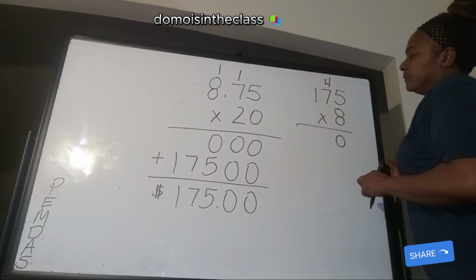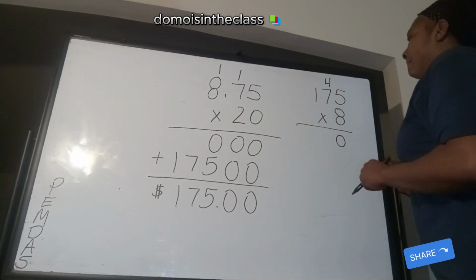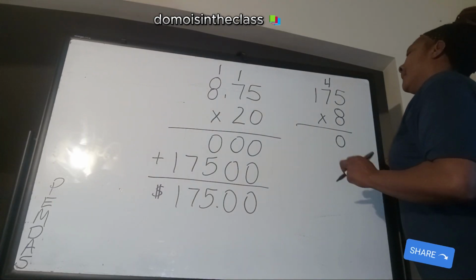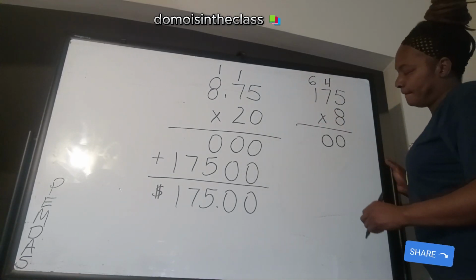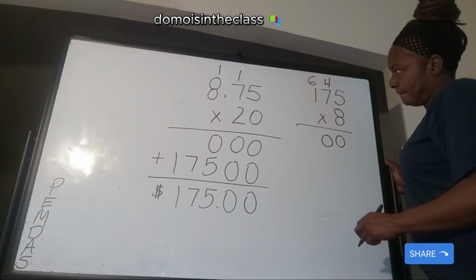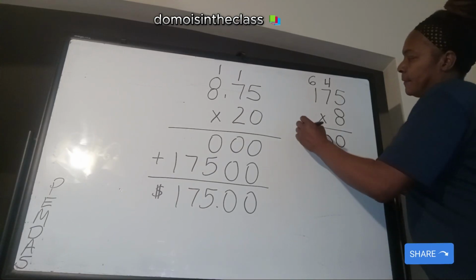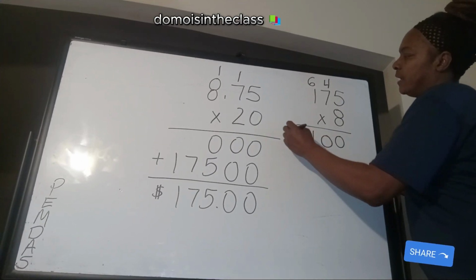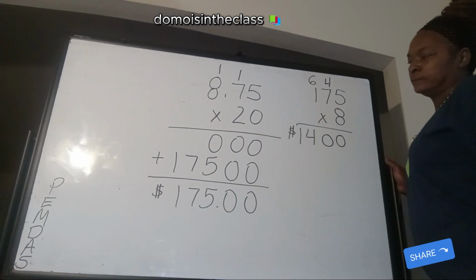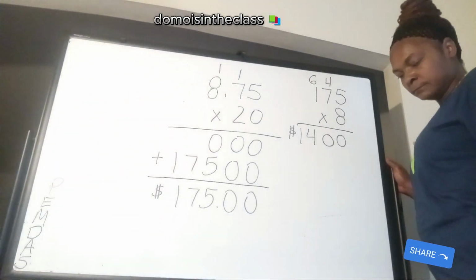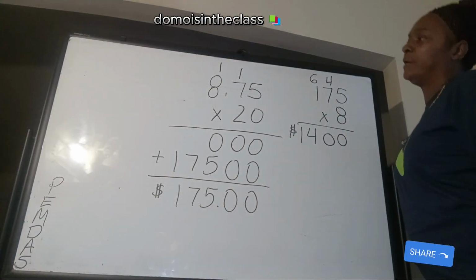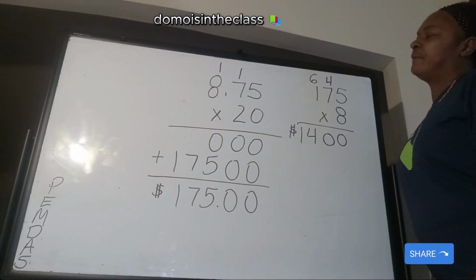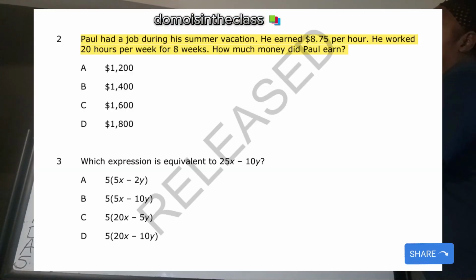Correct. 5 times 8 equals 40. And 8 times 7 equals 56. Get a 60. Yep. Carry the 6. 8 times 1 equals 8. 14. All right. So now we get how much? 1,400. Yep. That's how much Paul has earned over 20 weeks of making $8.75 an hour for 8 weeks.